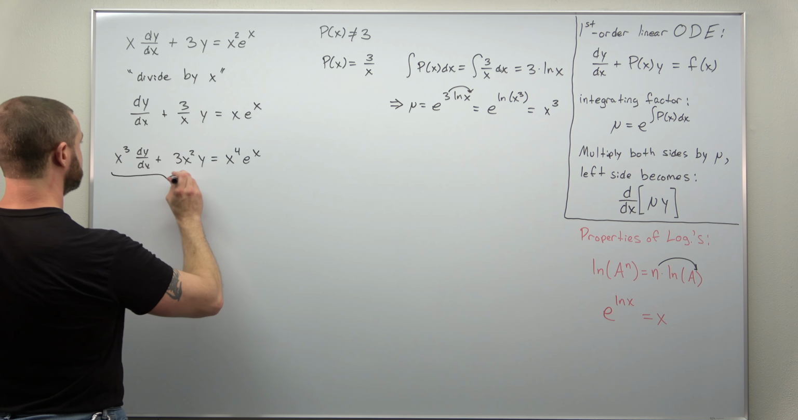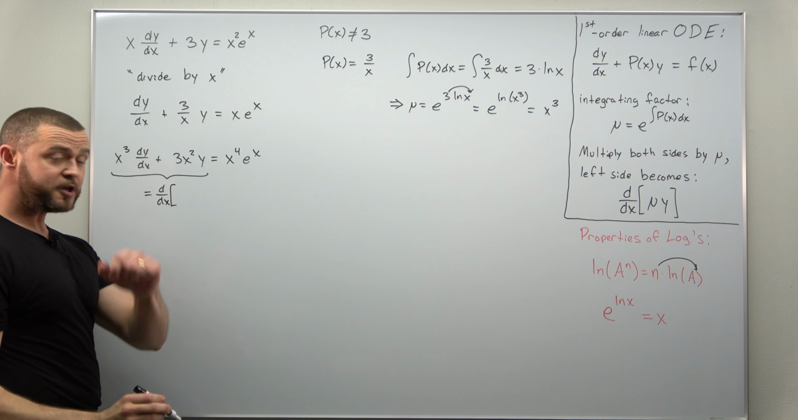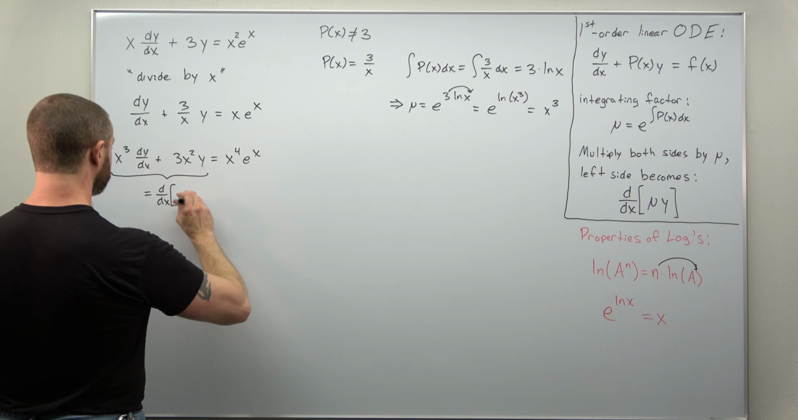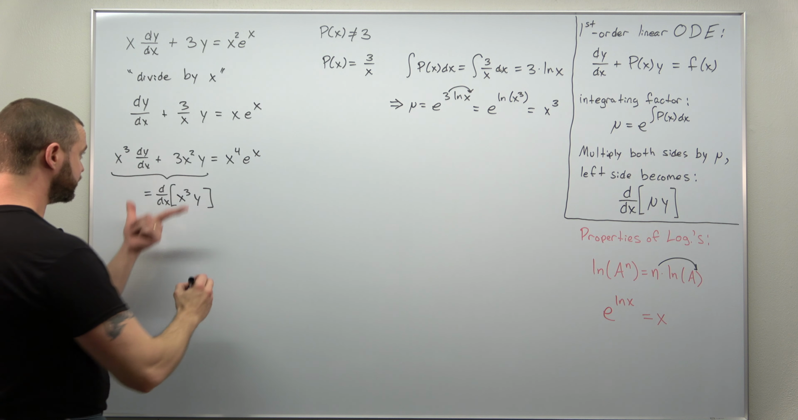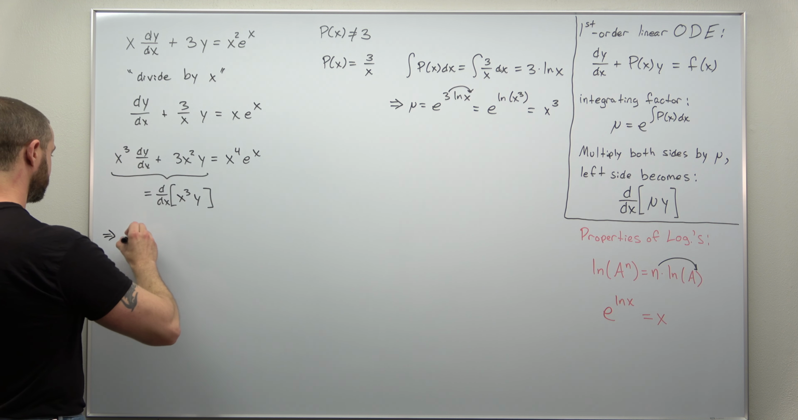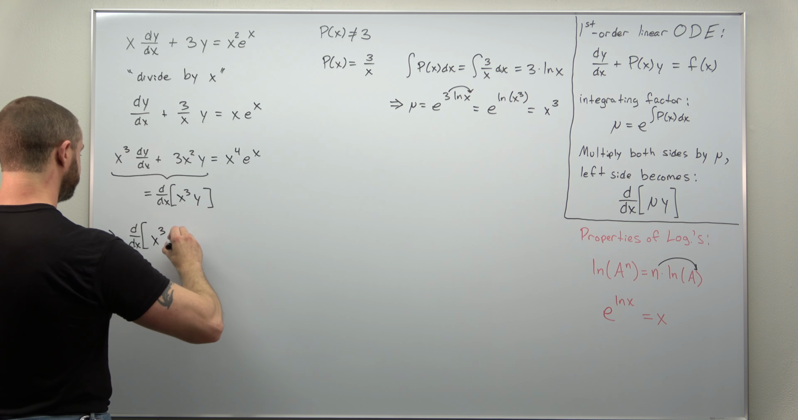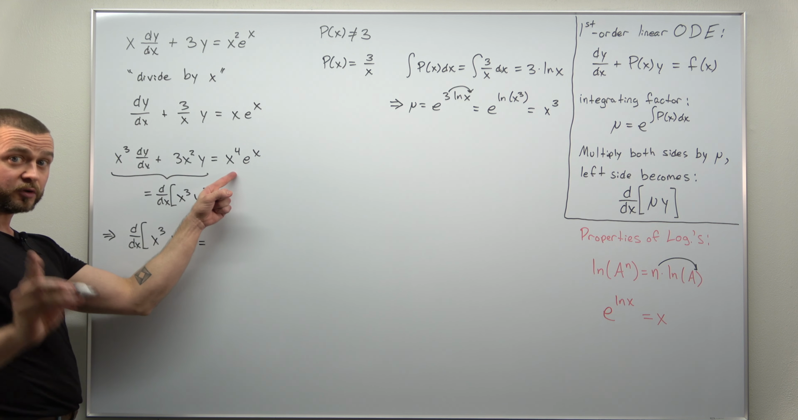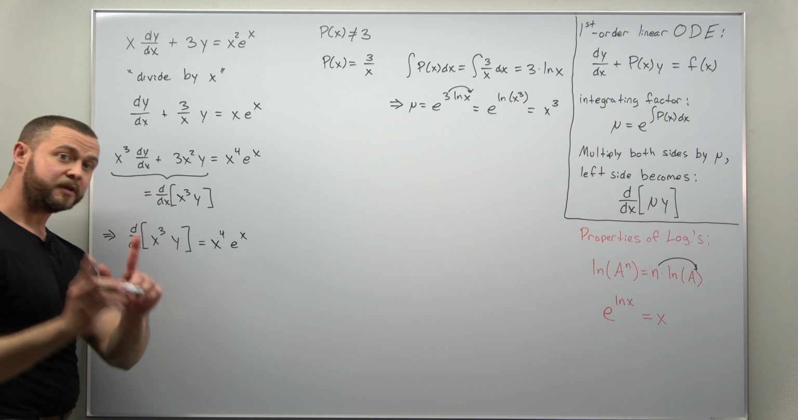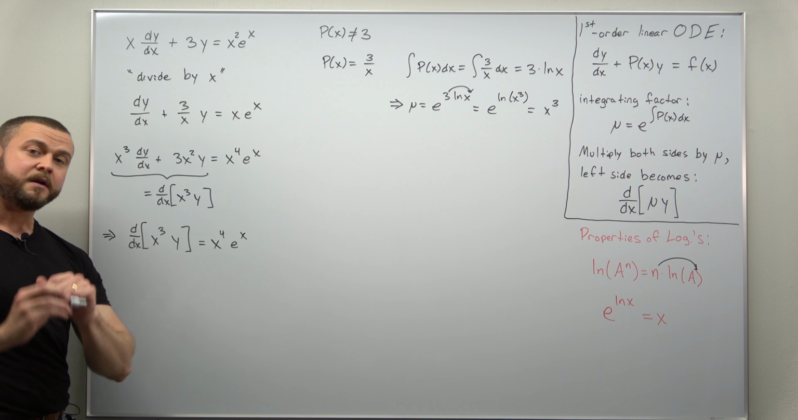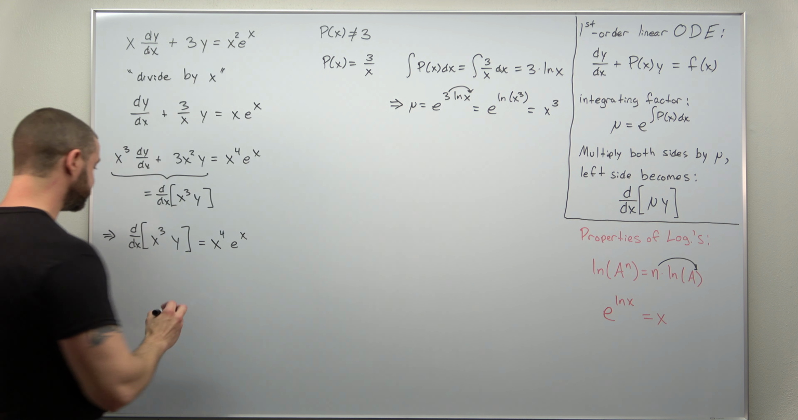So here, this becomes the derivative with respect to x of mu, x cubed, times y. All right, so let's go ahead and write down the differential equation. We have the derivative with respect to x of x cubed y equals the right-hand side, x to the fourth times e to the x. Now we cancel or undo the derivative by integrating both sides.